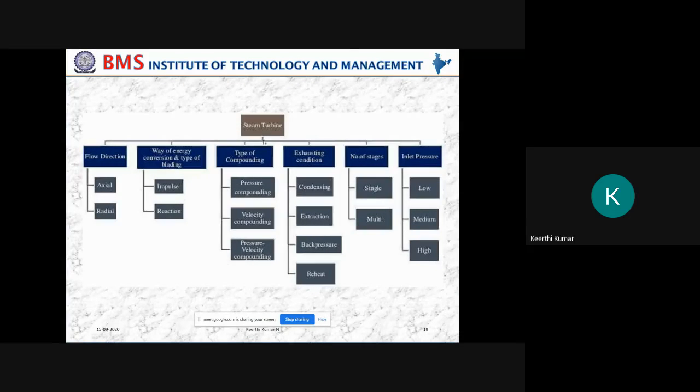A steam turbine is classified based on the direction, axial or radial; the way of energy conversion and type of blading, impulse and reaction; and the type of compounding, pressure compounding, velocity compounding, pressure velocity compounding. In this chapter, definitely out of these three, any one he is going to ask you to draw with the figure, and you have to explain that. You already did these three types of compounding in first year, right? So definitely they'll ask, okay?